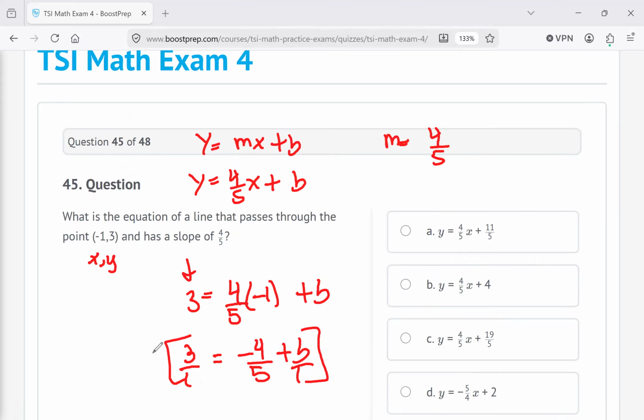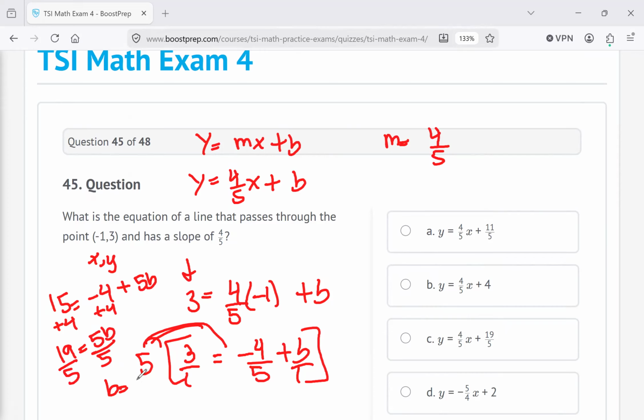We're going to multiply everything by 5, so that's 15 equals negative 4, plus 5 times b, which is 5b. Add 4, 15 plus 4 is 19 equals 5b. Divide this by 5, and we get b equals 19/5. So your final answer is y equals 4/5 x plus 19/5. Yep, there you go, C.